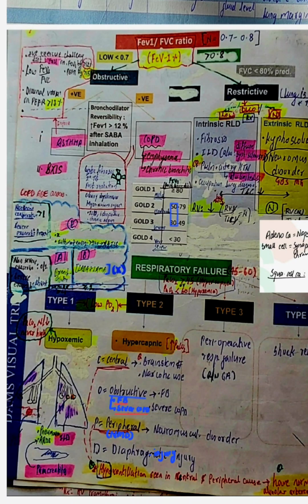So how to differentiate? Just see the partial pressure of CO2. If it is increased, definitely it is type 2 hypercapnic. If it is normal or decreased, it is definitely hypoxemic. Hypoxemic causes can be pulmonary artery thrombosis or pulmonary artery embolism.